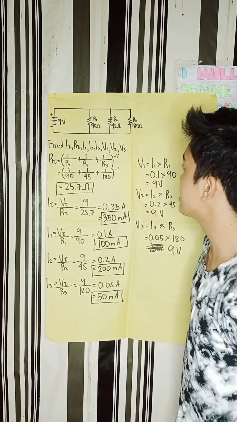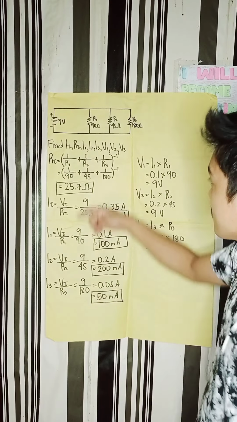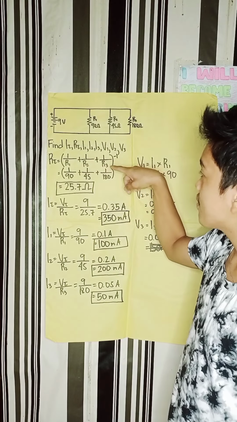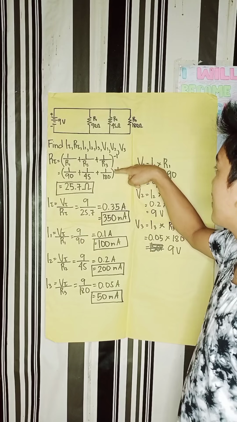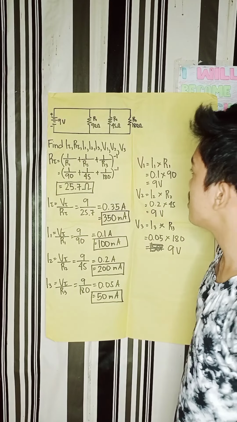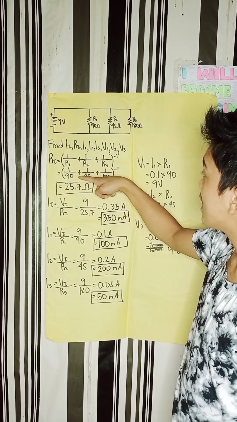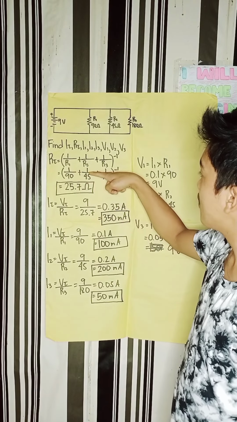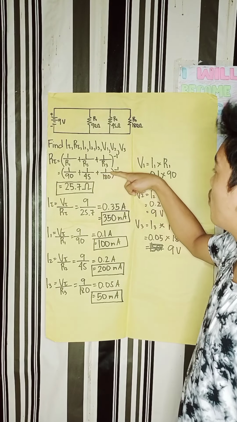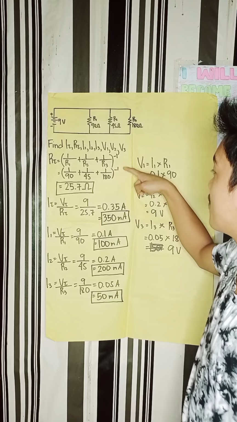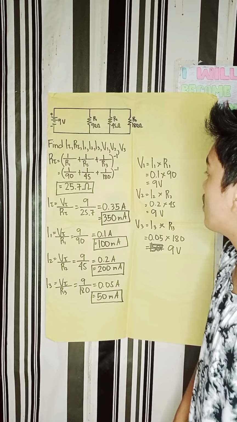So the first problem that we're going to find is the total resistance. Total resistance is equal to 1 over R1 plus 1 over R2 plus 1 over R3, raised to the power of negative 1. So 1 over R1, which is 90 ohms, plus 1 over 45 ohms plus 1 over 180 ohms, raised to the power of negative 1. So the total resistance is equal to 25.7 ohms.